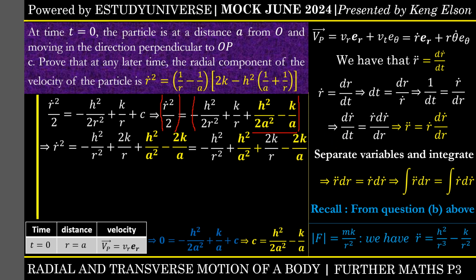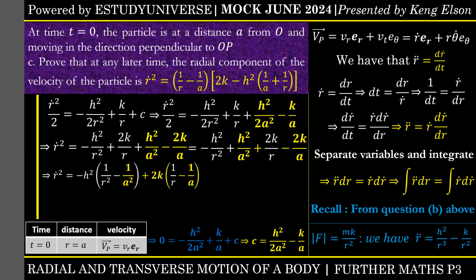Now from there, since h squared and k are common factors in the first two terms and in the third and fourth terms, we are going to factorize negative h squared. Once we factorize negative h squared, the first term will be left with positive 1 over r squared. But in the next term, to factorize a negative sign from a positive sign, we are going to be left with a negative sign, because to get a positive sign we need to combine two negative signs. And once we factorize the negative h squared, we are going to get negative 1 over a squared.